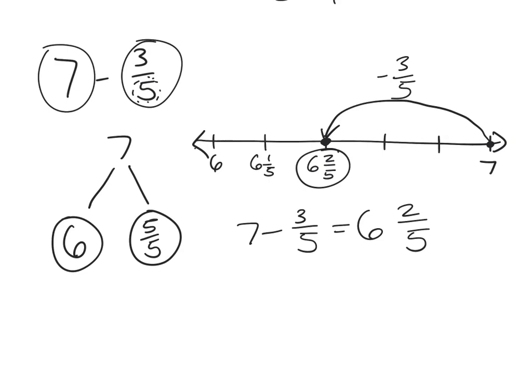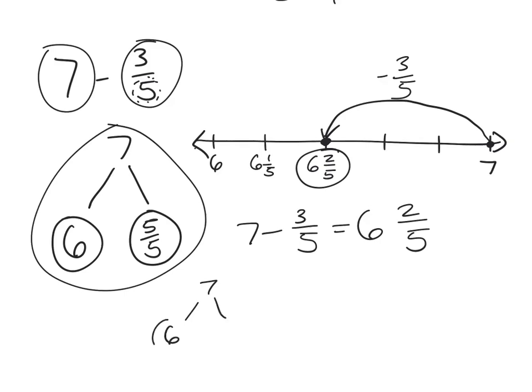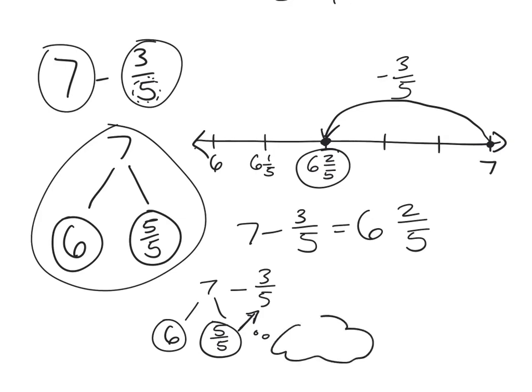I could also use this number bond strategy by viewing 7 just like this as 6 plus 5/5, and then subtracting 5/5 minus 3/5. So in my head I'm thinking, what is 5/5 minus 3/5? And I know 5/5 minus 3/5 equals 2/5. And then I'm just going to add my whole number back on. So I get 6 and 2/5 as my answer.